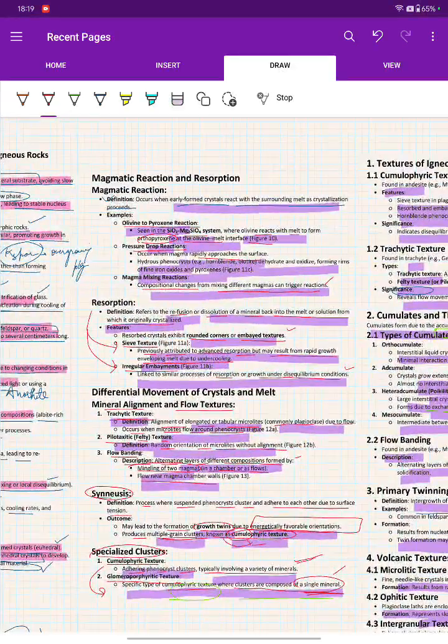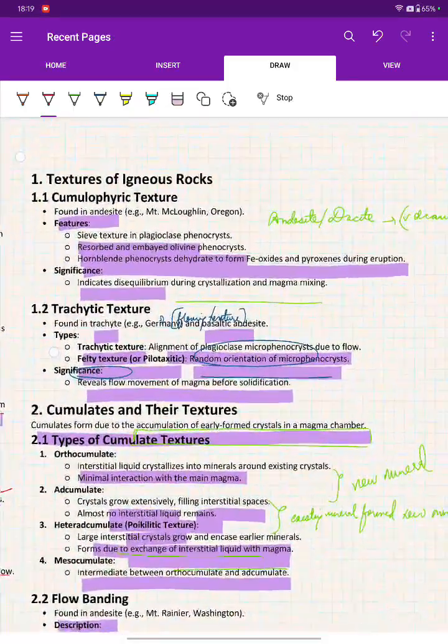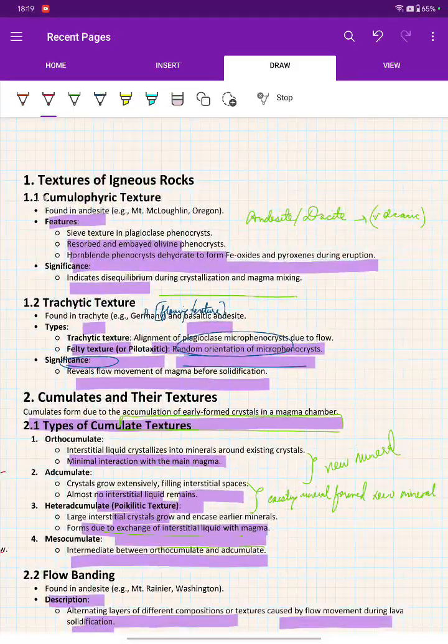So that's all. Now texture of igneous rock. Okay, cumulophyric texture. It's found in andesite, example in Mount Logrin origin. And we have features. It has the sieve textures in plagioclase phenocryst, resorbed and embayed olivine phenocryst and hornblende phenocryst dehydrated to form iron oxides and pyroxene during eruptions. Significance: it indicates the disequilibrium during crystallization and magma mixing.